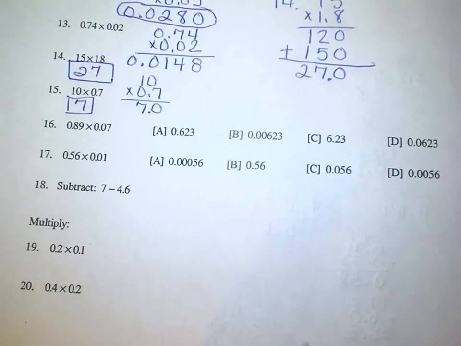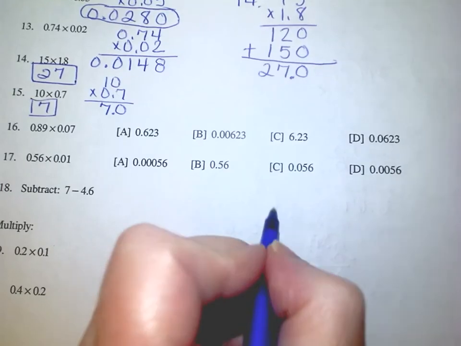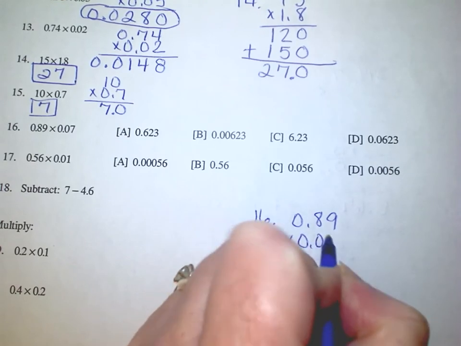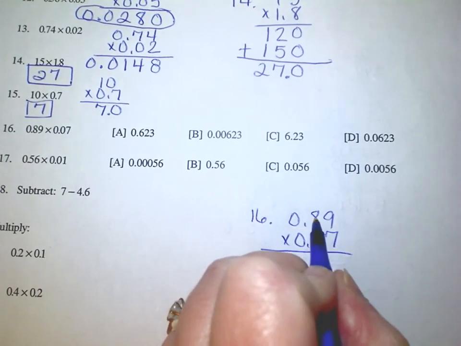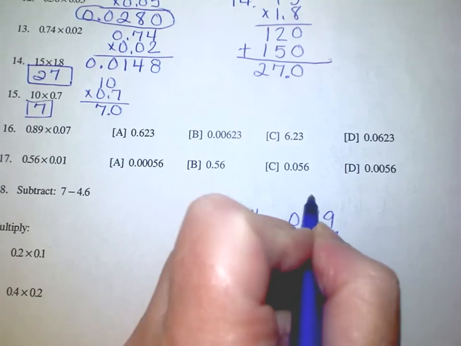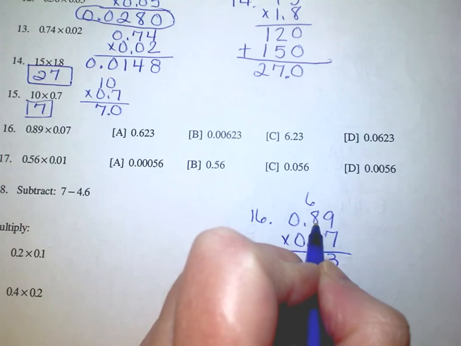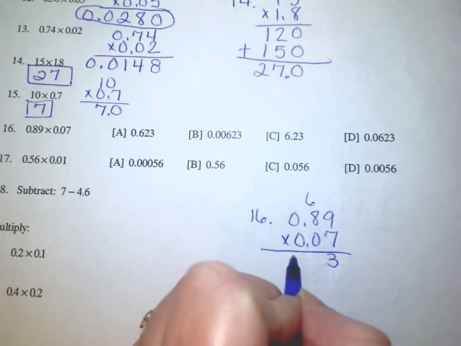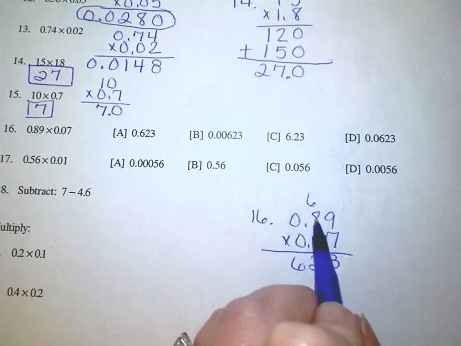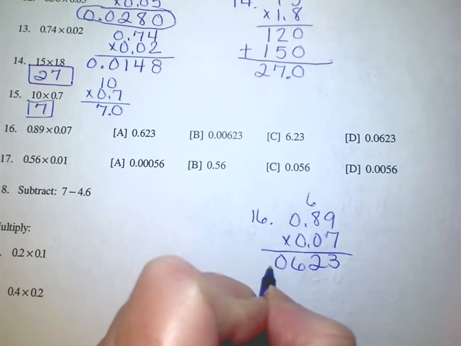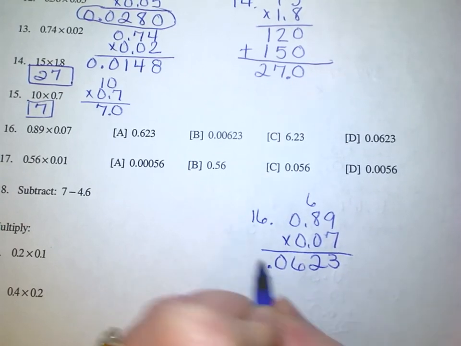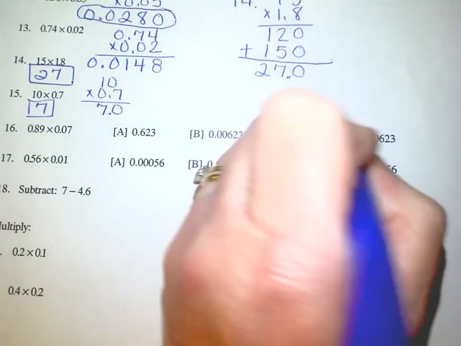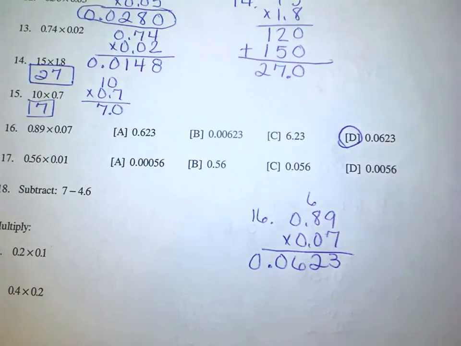Okay, number 16. I'm going to use this workspace over here. 0.89 times 0.07. We're going to multiply 89 times 7. 7 times 9, 63. 7 times 8 is 56. 56, 57, 58, 59, 60, 61, 62. And then we place our decimal. There's 1, 2, 3, 4 digits behind the decimal in our problem, so there needs to be 1, 2, 3, 4 in my answer. Let's see if we can find that answer. And it looks like it is D. So D is the correct answer for number 16.